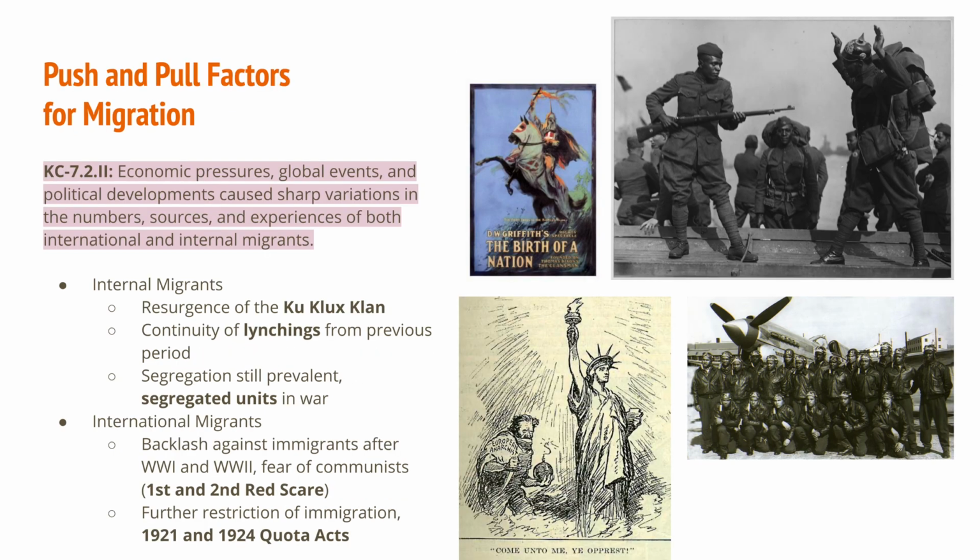All right, economic pressures, global events, and political developments caused sharp variations in the numbers, sources, and experiences of both international and internal migrants. So for internal migrants, we have some push factors for African Americans because of the resurgence of the Ku Klux Klan, partly as a result of D.W. Griffith's Birth of a Nation, that full-length movie in which a Klansman is played as the protagonist. We have a continuity from the previous period of lynchings of African Americans.